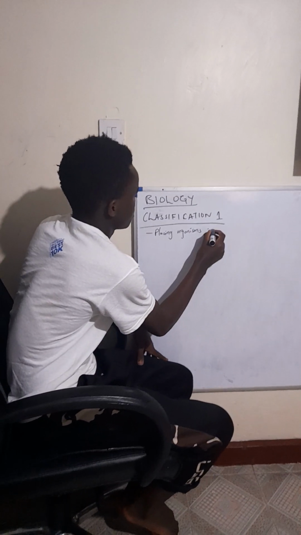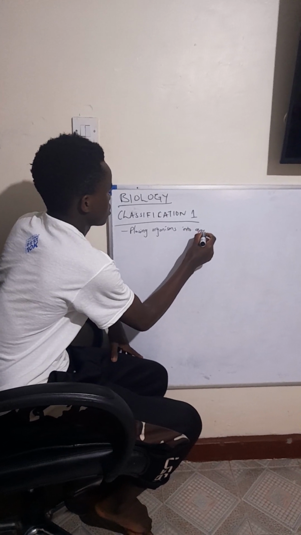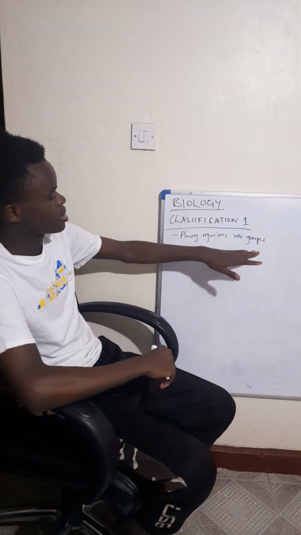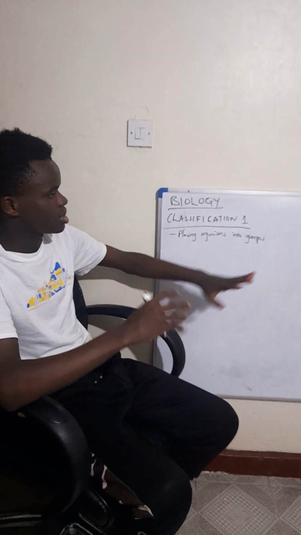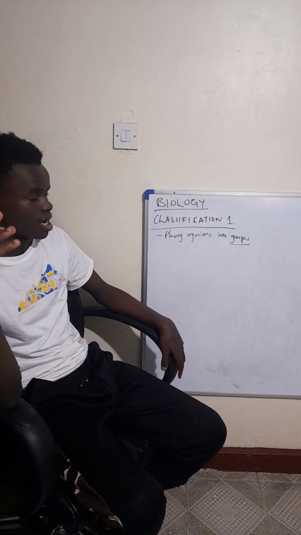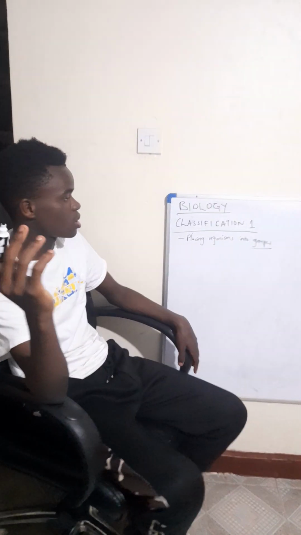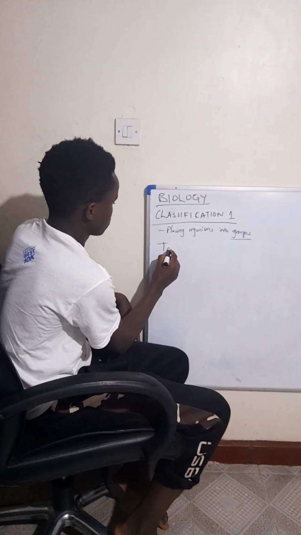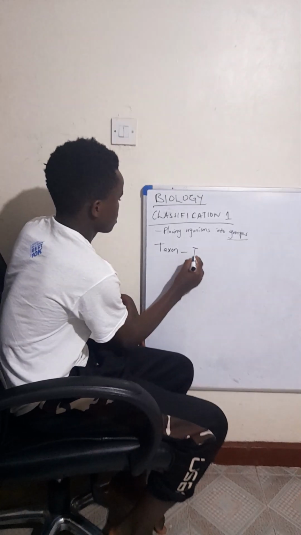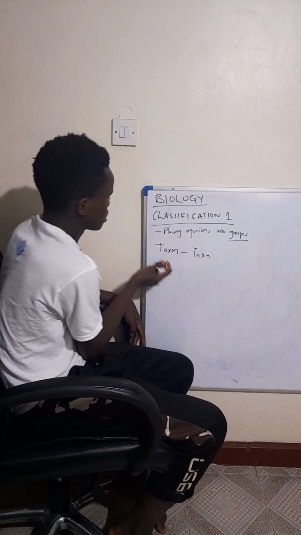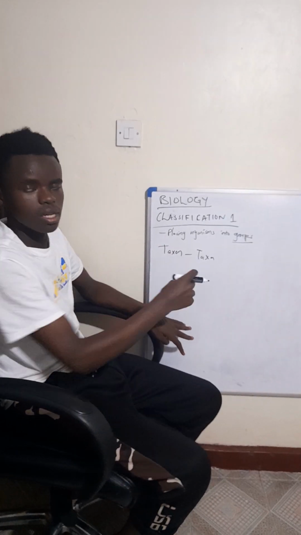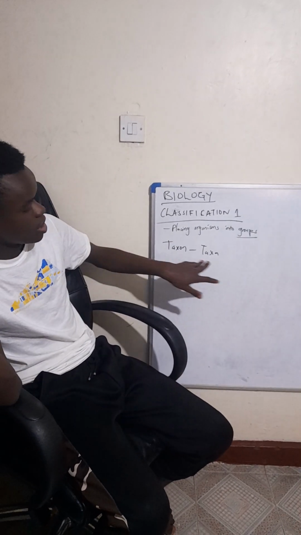So that's generally the definition for classification. Now we are going to look at these groups. A group in which organisms are placed is called a taxon. A taxon. That's one group. If they are many, you call them taxa. So this is singular and this is plural. Taxon, taxa. So that's basically a group and groups.